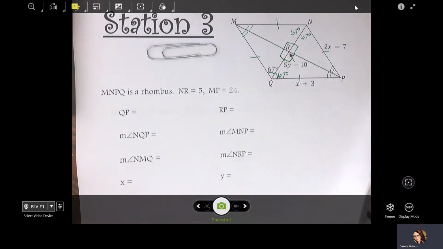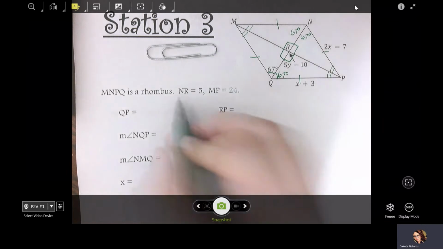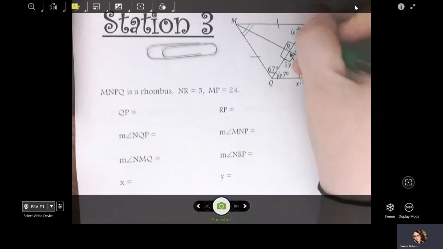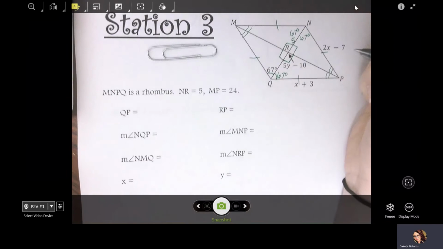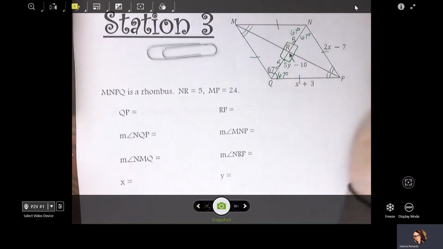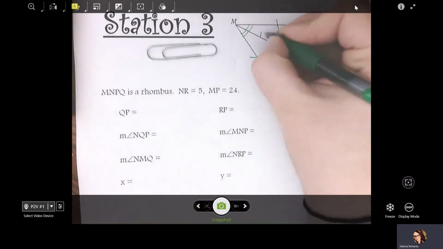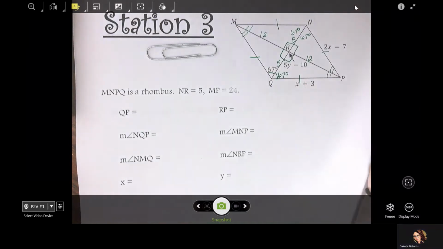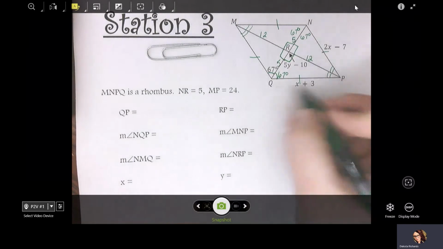Now let's dive into this. The first thing it tells you is NR is 5. So this is 5 here. That means that QR is also 5. And then MP, the whole thing, is 24. So this part's 12 and this part's 12. Okay, so QP. QP is this here.